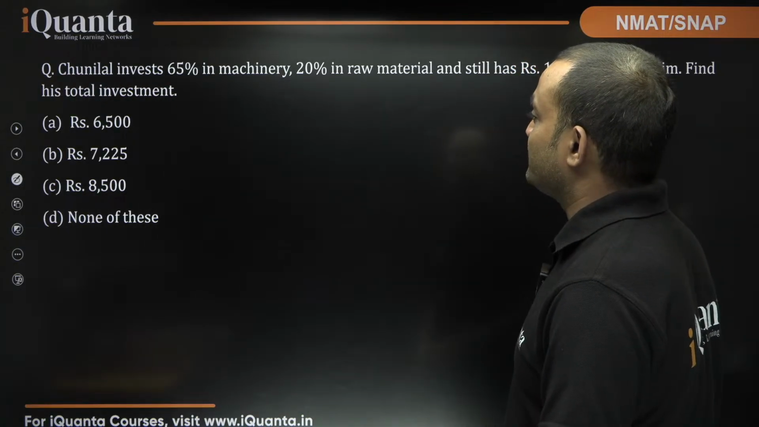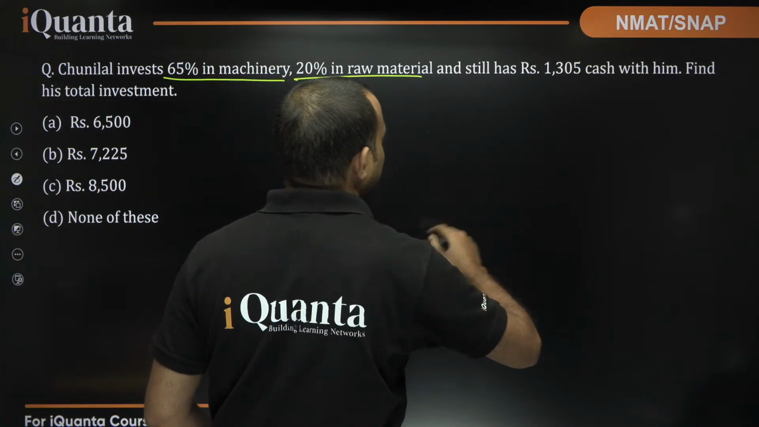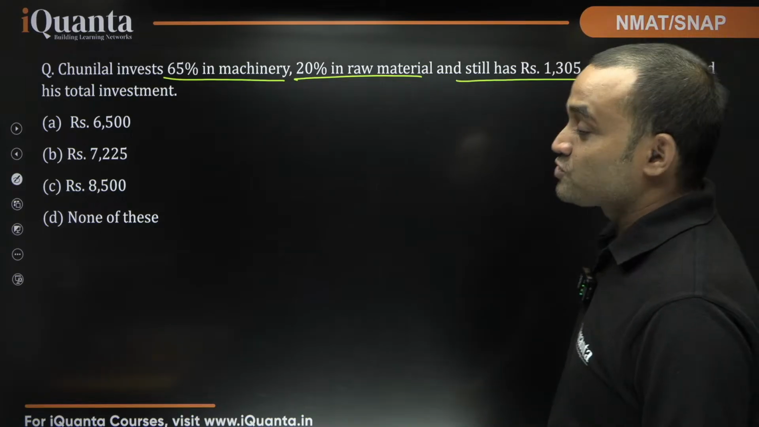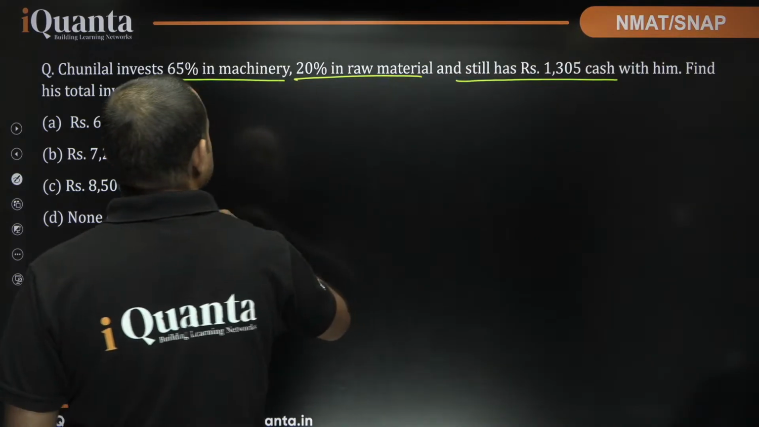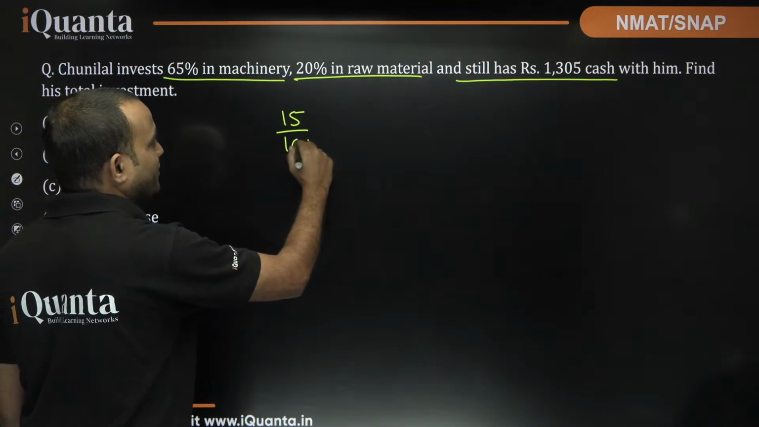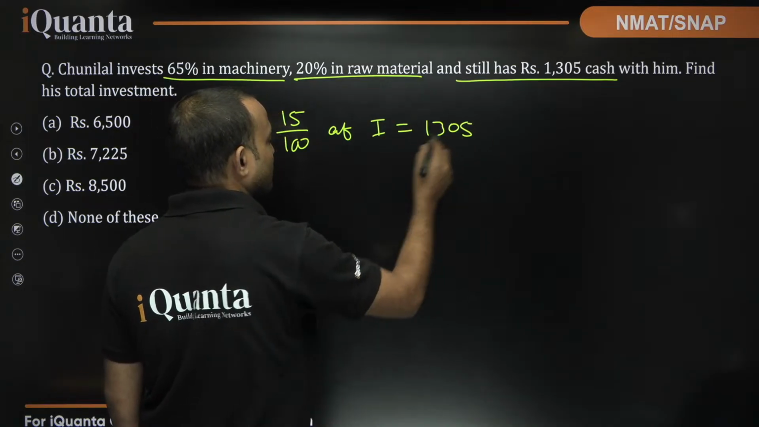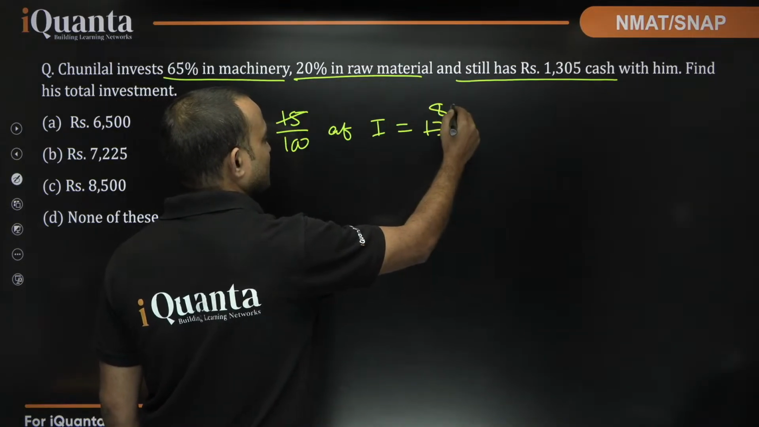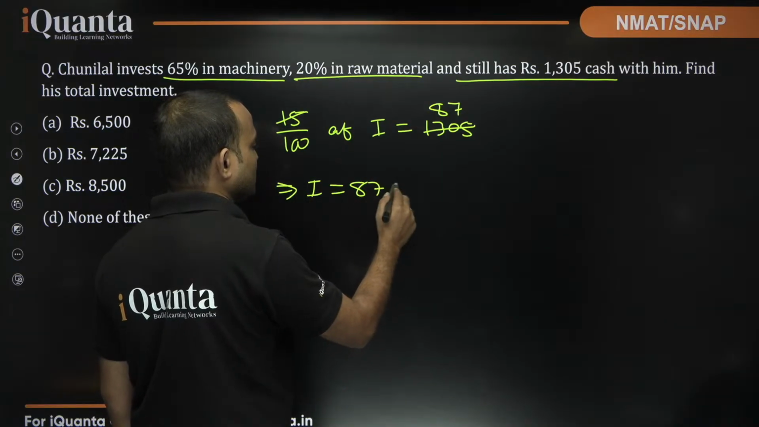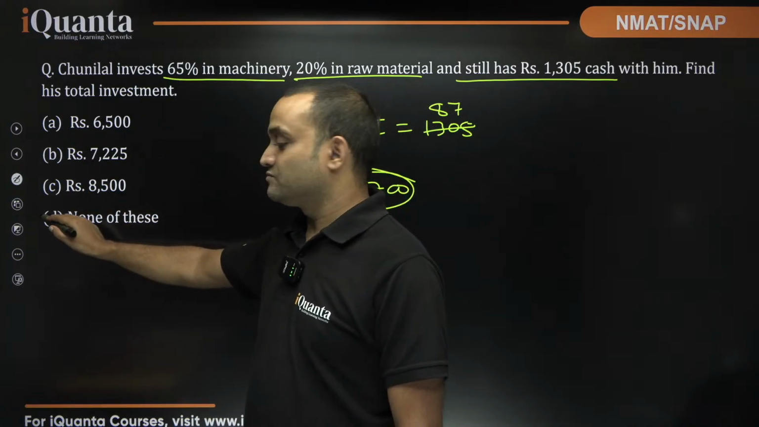Chuni Lal invests 65% in machinery, 20% in raw material, and still has 1305 cash with him. So, 65% plus 20%. What's left? 15%, right? So, 15 upon 100 of total investment is 1305. This is 8 times 120, 7 times 105. So, we can say total investment is equal to 8700, right.